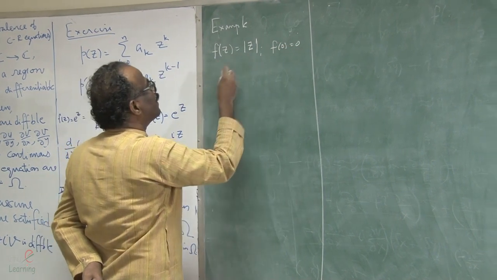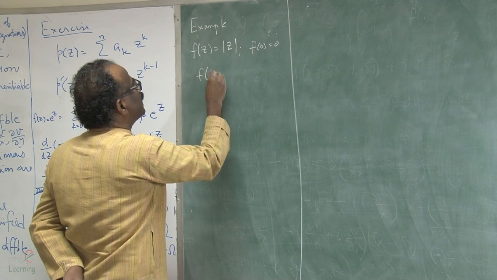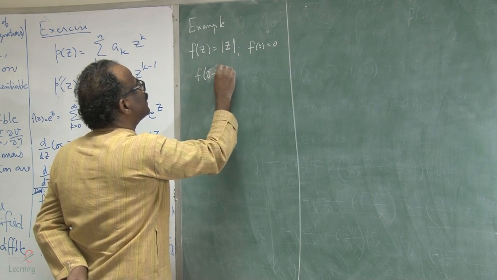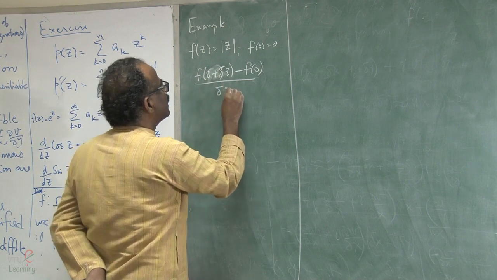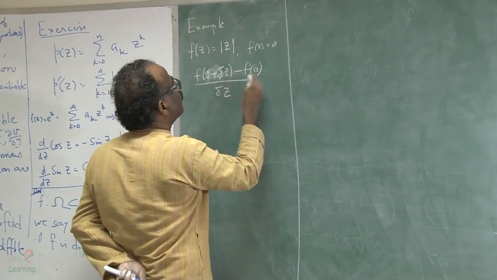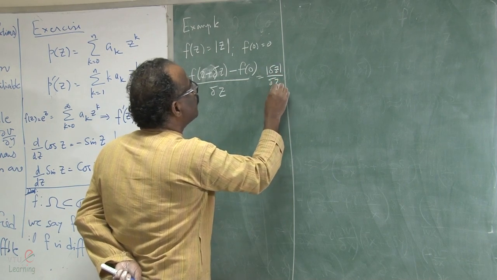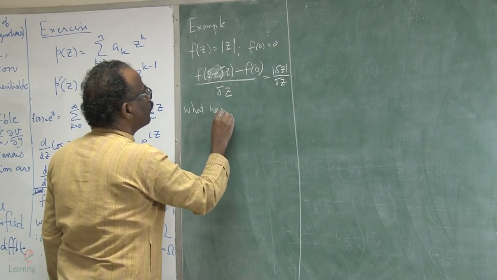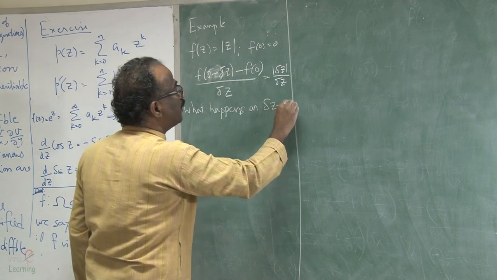How do I prove that f prime of 0 does not exist? I want to compute f of 0 plus delta z minus f of 0 by delta z, and see whether this limit exists or not. That's what I am trying to look at. But then this quotient is equal to mod delta z by delta z. Now I want to understand what happens as delta z goes to 0 in whatever way it is.